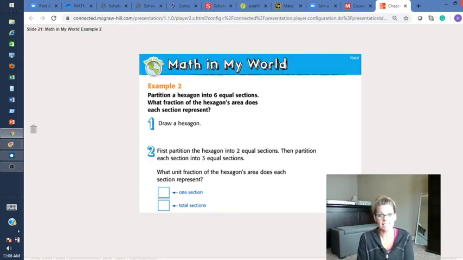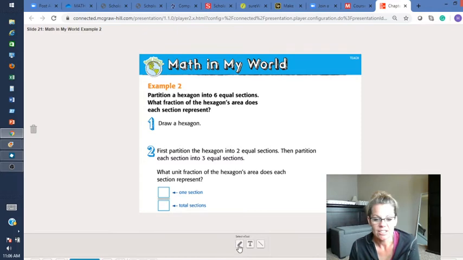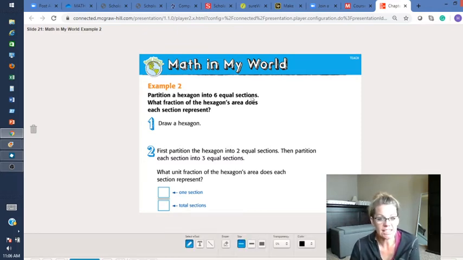Okay, partition a hexagon. Let's see if I can draw a hexagon this time. We'll see if we've got it. Okay, so it says partition a hexagon into 6 equal sections. We just did that, so we know how to do it. And then what fraction of the hexagon's area does each section represent?